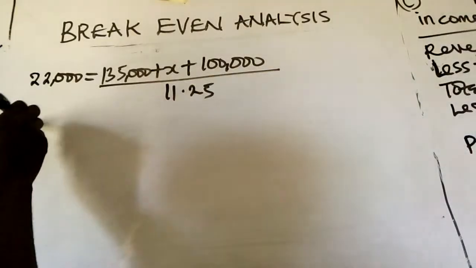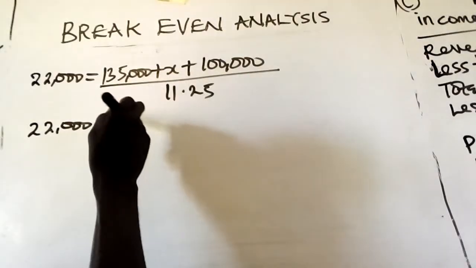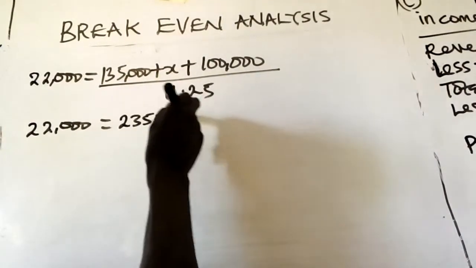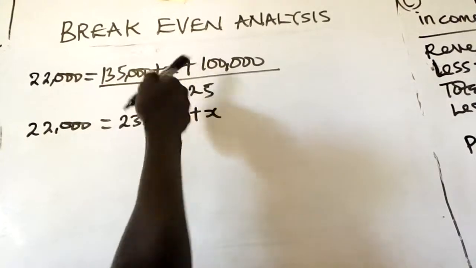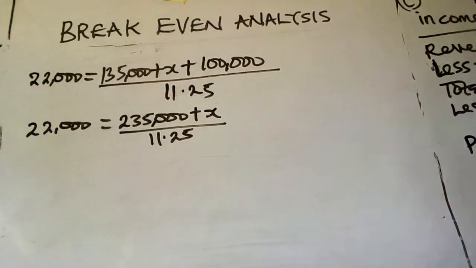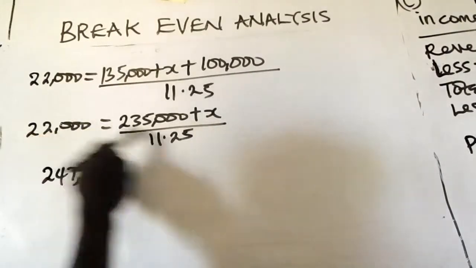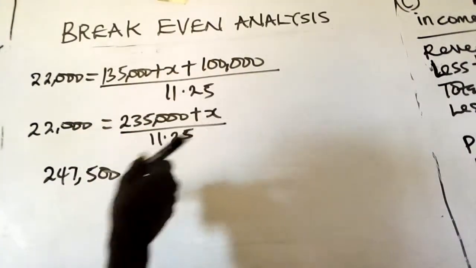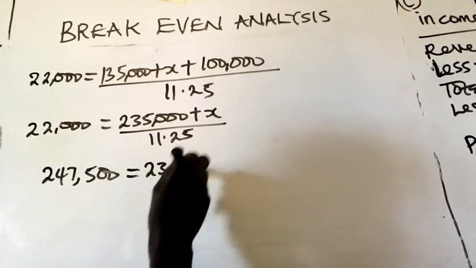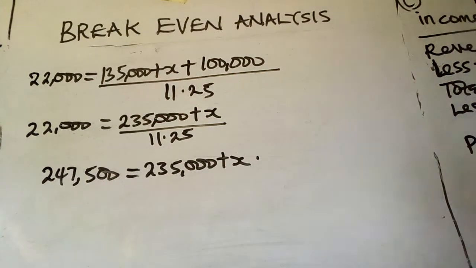So that means you have 22,000 equals to 135,000 plus 100,000, that will be 235,000 plus X over 11.25. When you have a problem like this, you cross multiply. 22,000 times 11.25 gives us 247,500. When you cross multiply, this times this equals the numerator, 235,000 plus X. So make X the subject of the formula.